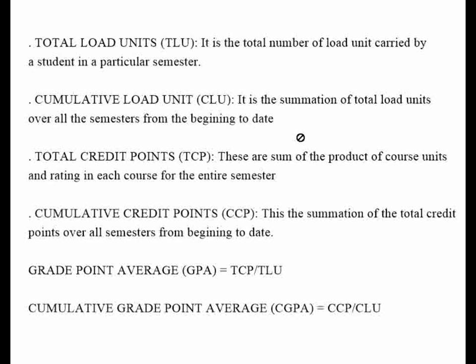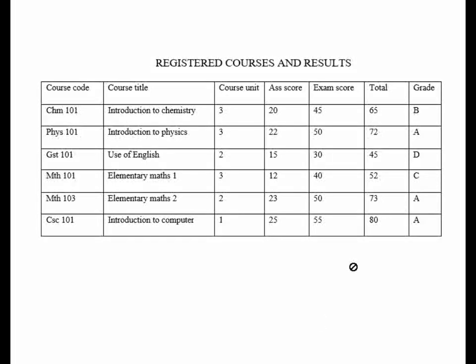Then what about the total credit points? The total credit points are the sum of the products of course units and rating in each course for the entire semester. So the total credit point for this particular result will be the course unit multiplied by the grade rating. And this grade rating for A is 5, B is 4, C is 3, D is 2, E is 1, and F is 0. This is applicable in most of the tertiary institutions.